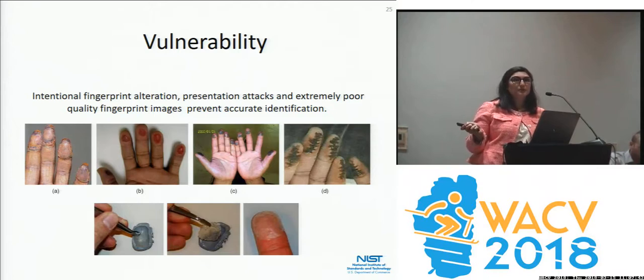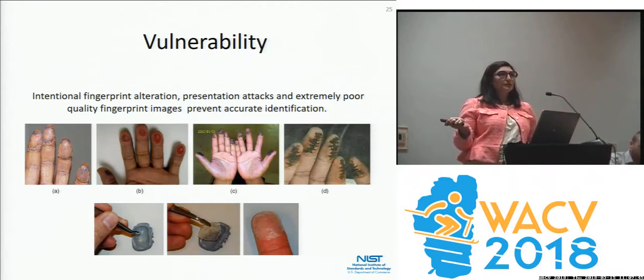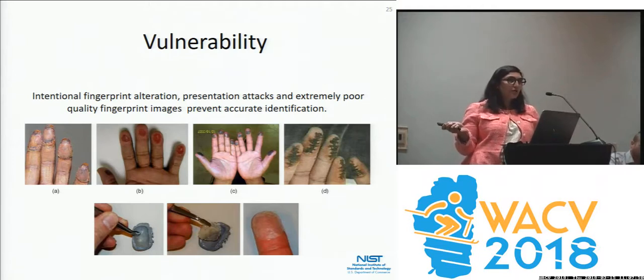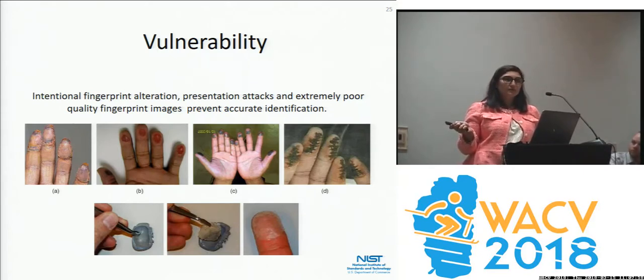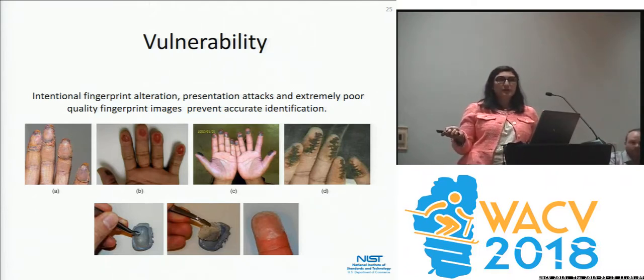What are the challenges? Vulnerability. When I showed you the poor quality fingerprint, I said that the cause can be age, occupation, or intentional manipulation of the fingerprints. One of the things that's happening is that people go and do some customized surgery, or whatever you want to call it, to change their fingerprint to evade detection.